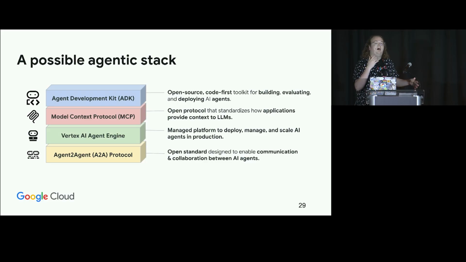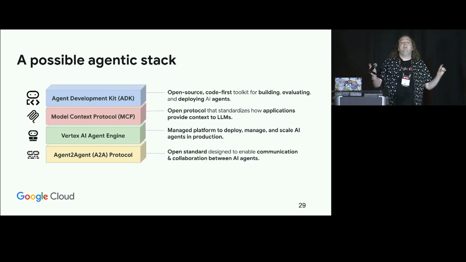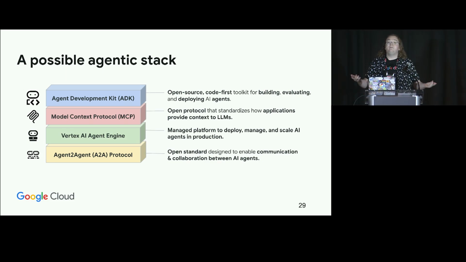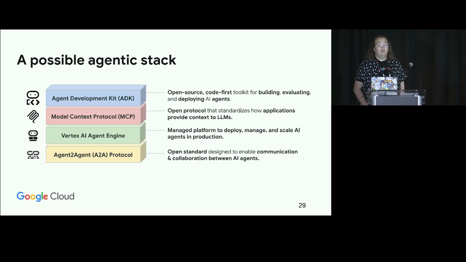Here's a look at a possible agentic stack, everything working together. The very top here, we have the Agent Development Kit. This is Google's open source code-first toolkit for building, evaluating, and deploying AI agents. It's a really great framework. It integrates super well with the Model Context Protocol, MCP, which is the open protocol for how applications provide context to LLMs.